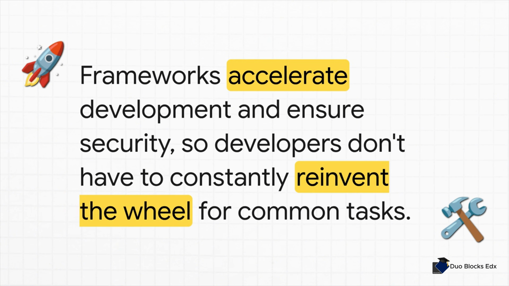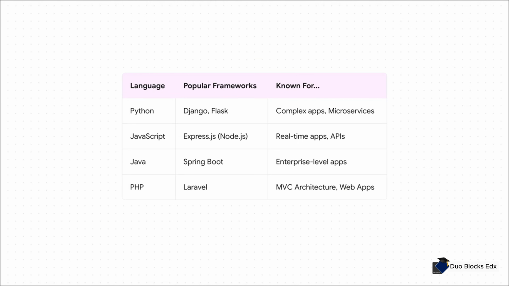It gives you a structure so you can focus on the cool, unique parts of your app instead of reinventing the wheel on all the basic plumbing. Okay, let's look at some of the heavy hitters. You've got Python with frameworks like Django and Flask. These are absolute beasts for data-heavy apps and getting things built quickly.